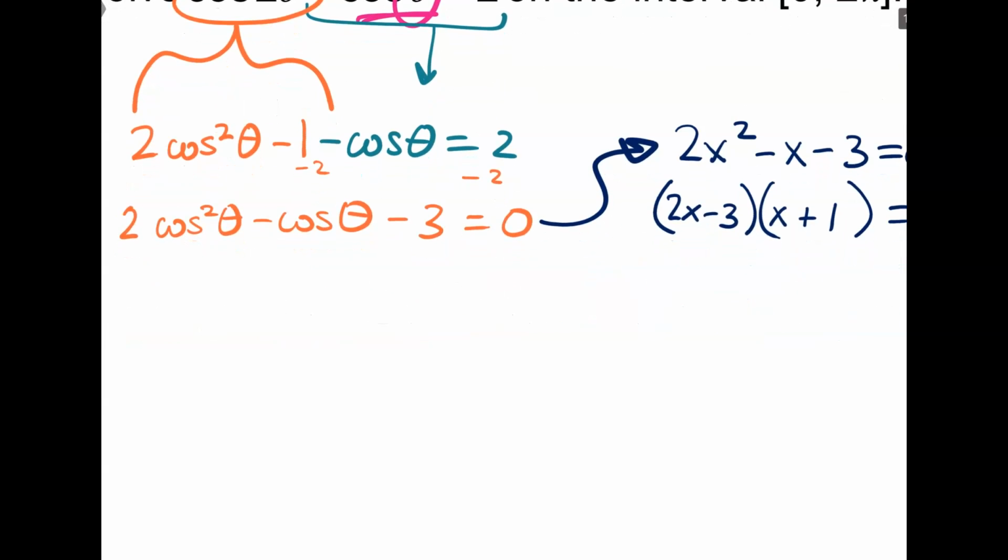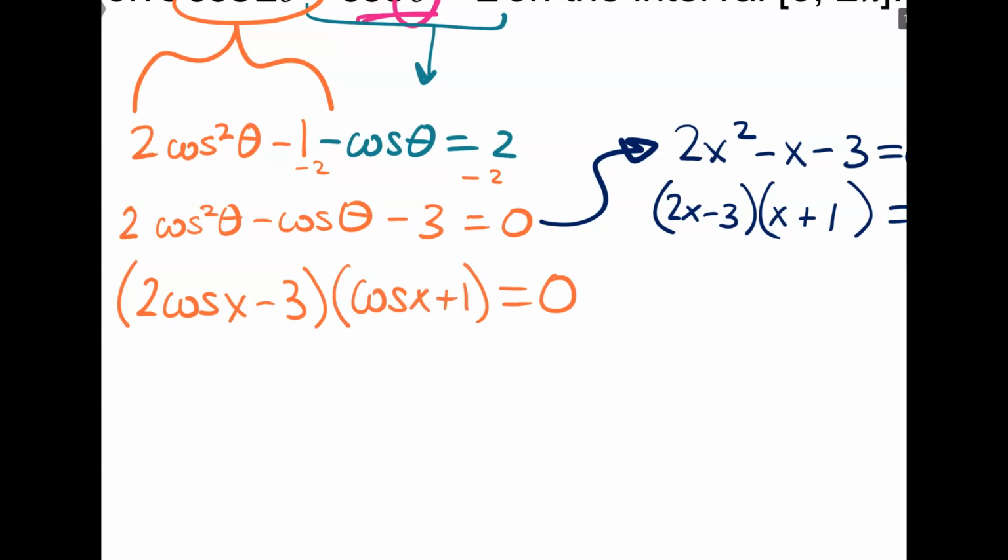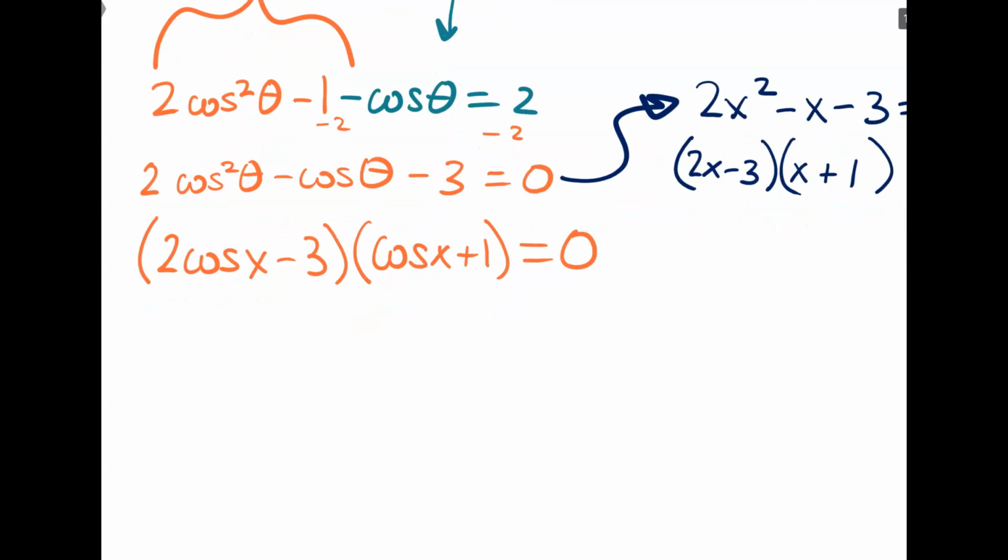All right, since I saw that these are the factors, on the left side, instead of saying x, I'm just going to say cosine x. So this is going to be 2 cosine x minus 3 times cosine x plus 1. Those are my factors. Now I must do what? Let me pick someone. Ethan, what do I do now? Set each factor equal to 0. Exactly. So 2 cosine x minus 3 equals 0.